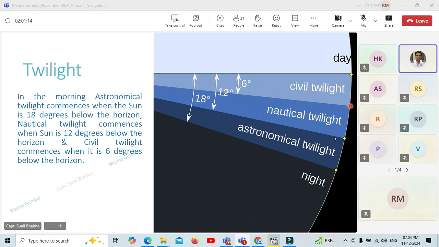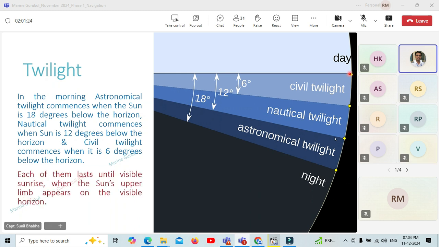Now, all these 3 twilights go up to the sunrise. Each of them, the astronomical twilight, nautical twilight, and civil twilight, lasts until the visible sunrise. Visible sunrise is when the sun's upper limb appears on our visible horizon. That's the instant we call visible sunrise. So you see, the commencement times of all the 3 twilights are different.